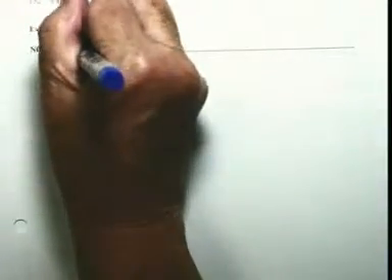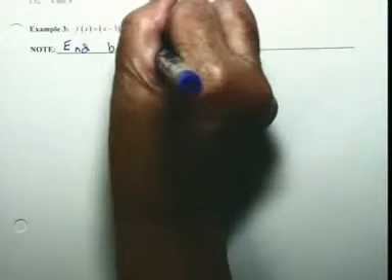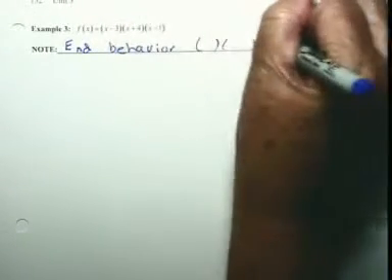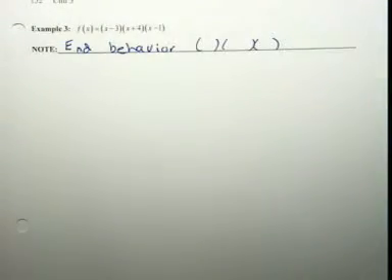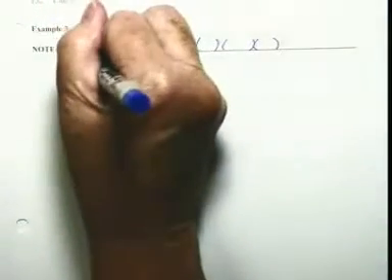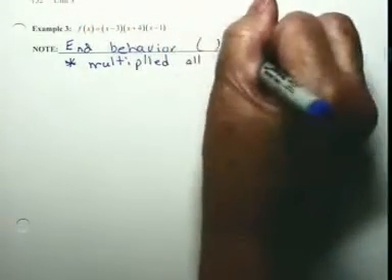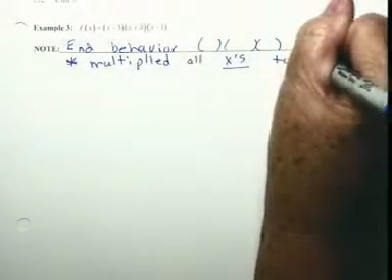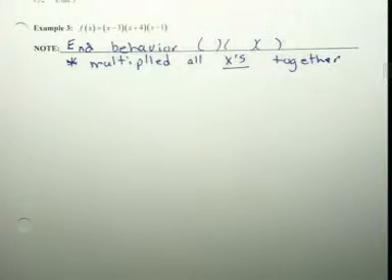Now, to find the end behavior, whenever I have a bunch of parentheses, I have to see what would happen if I multiplied all of the x's together. When it's multiplied out and we see x to the third or x to the fourth, we knew how to do that. But here, if it's not multiplied all together, what we have to do is look at just the x's, because we don't care what happens on the rest of it for the end behavior.